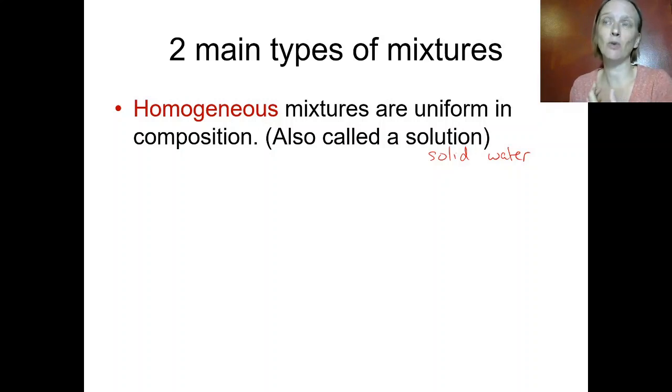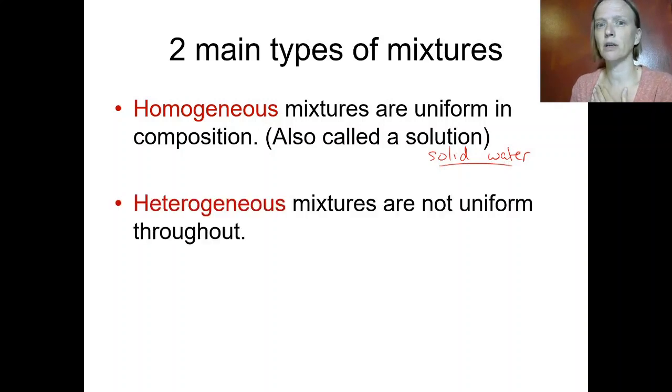You can also have a solution in solid form. So when you're making an alloy like stainless steel, that is considered a solution because it is totally homogeneous, completely uniform in composition. But most frequently, when we say solution, we will be talking about some sort of solid dissolved in water or other liquid. A heterogeneous mixture is not uniform throughout.